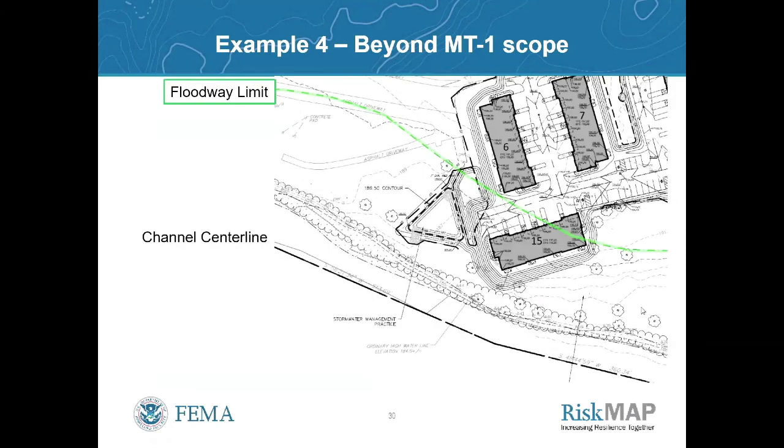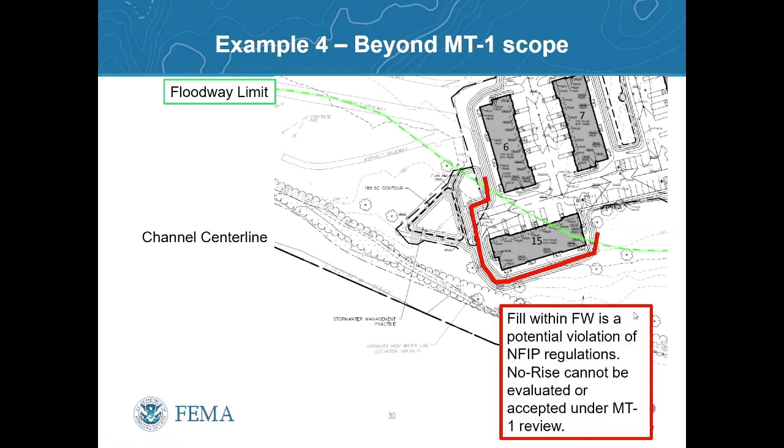Here's another example. This is a submitted site plan. You can see the channel centerline. We also have the floodway limit clearly delineated. During our review, we'll do an overlay ourselves, and we'll confirm this floodway limit looks like it's accurately plotted. Well, the first thing you'll notice here is the proposed fill that's encroaching within the floodway. Any fill within a floodway is a potential violation of NFIP regulations. No-rise cannot be evaluated or accepted under the MT1 review.